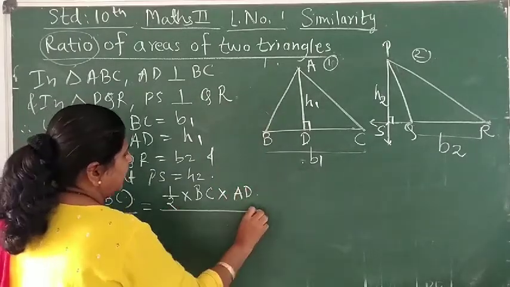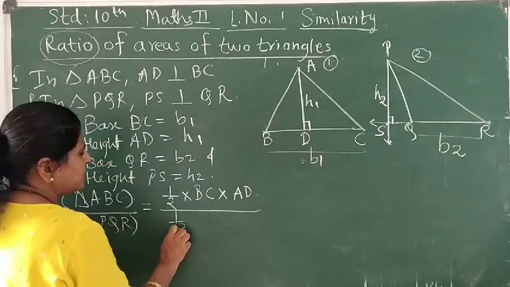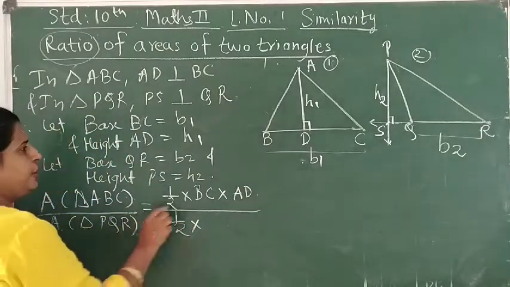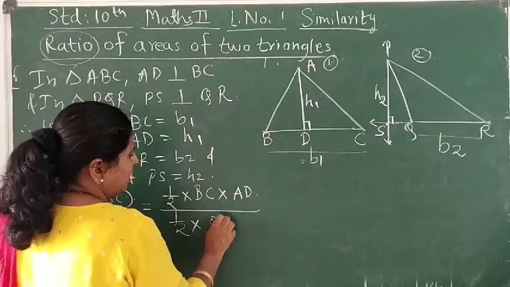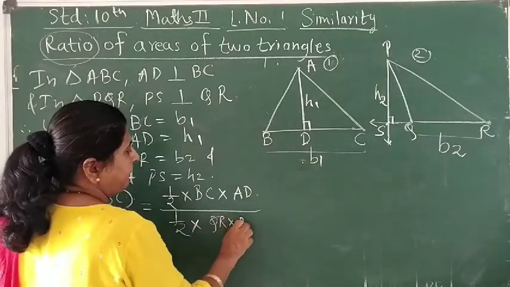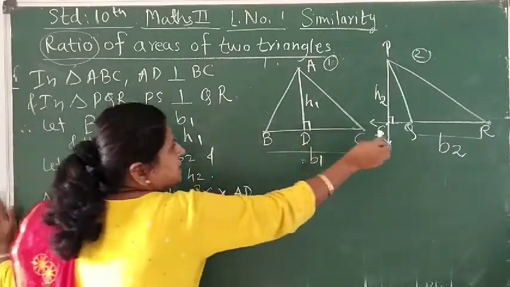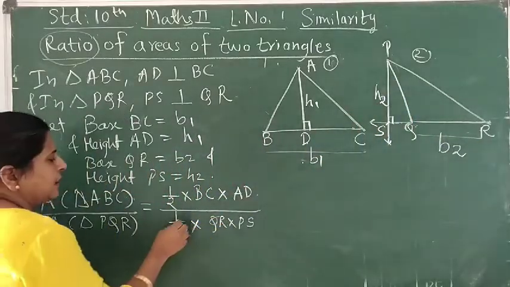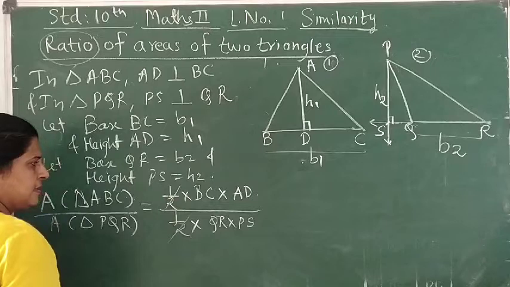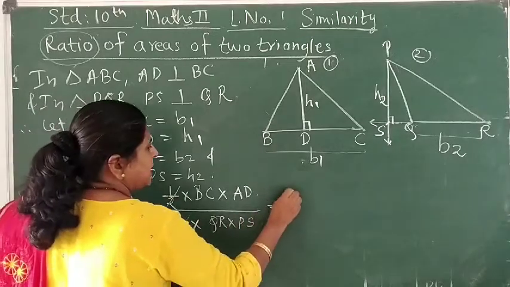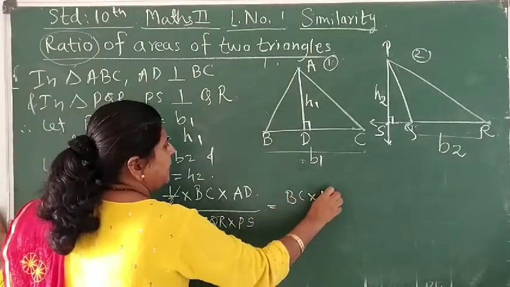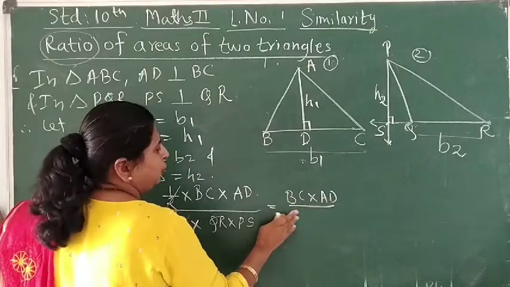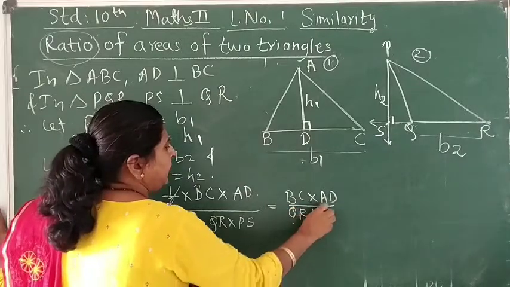The corresponding height is AD. What is the formula here? Substitute that formula here: half into base QR into height PS. Correct? Yes, this QR is the base and the height is PS. If you see this, you can see that the half can get cancelled. So you can get this as BC into AD upon QR into PS.